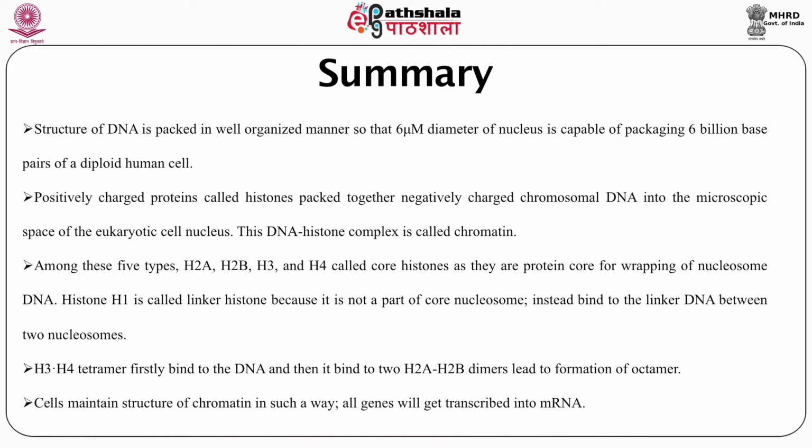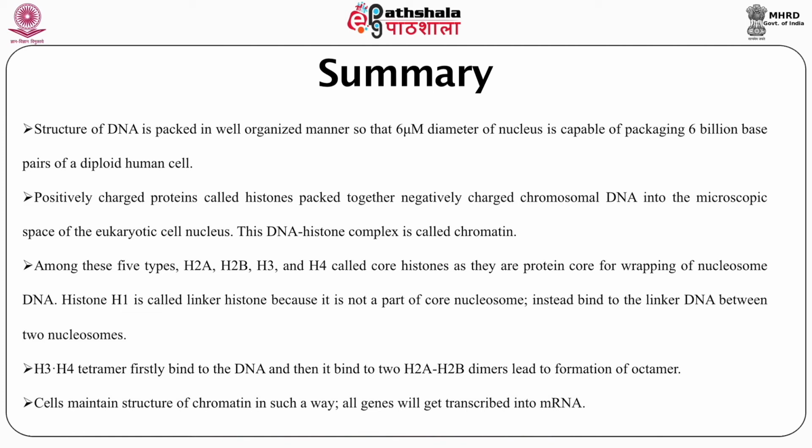Among these, the 5 different types, H2A, 2B, 3 and 4, are called core histones, as these proteins are present in the core for wrapping of nucleosome DNA. Histone H1 is called a linker histone because it is not a part of the core complex. Instead, it binds to the linker DNA between two nucleosomes. Histone H3 and H4 tetramer first bind to the DNA and then bind to two H2A and 2B dimers, leading to the formation of an octamer.